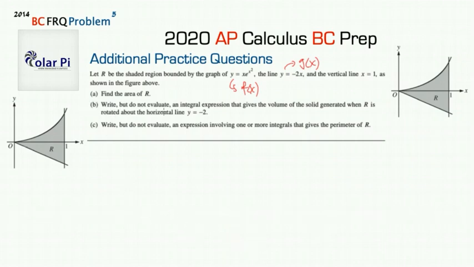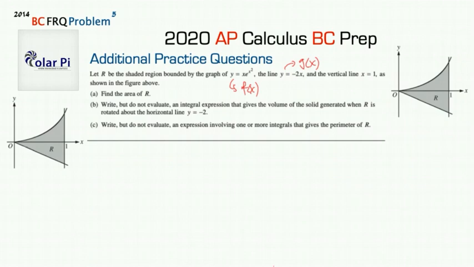Part B says, write but do not evaluate an integral expression that gives the volume of the solid generated when this region is rotated about the horizontal line y equals -2.